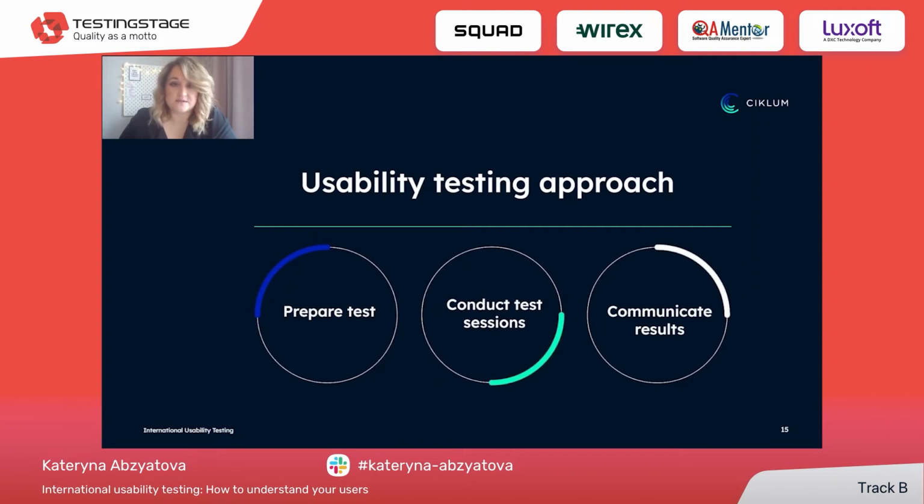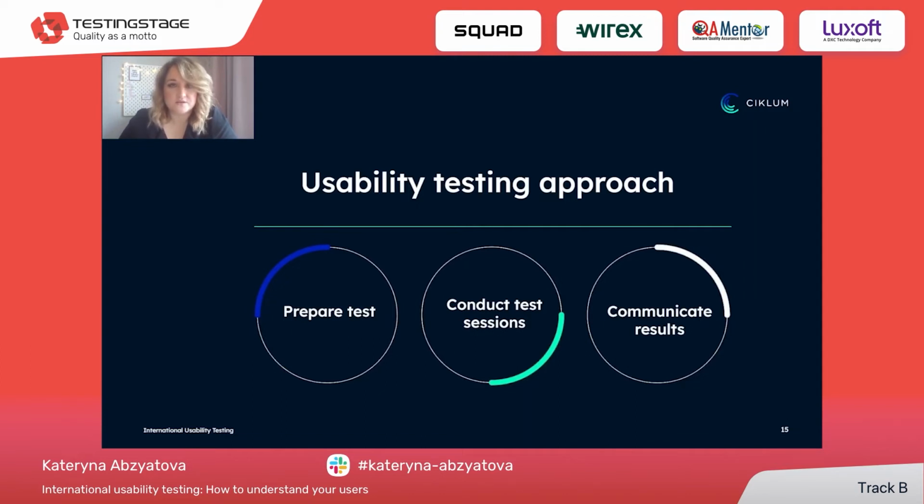The second part is conduct test sessions. It means that we make some preparation for sessions, some brief instructions. We make sure that the users start, for example, resolving these tasks. We have a moderator, for example, looking at this. And then we are also able to do some post-session interview. So ask what was good, what was not good in the application, with which problems the user can be faced, and something like this. And the last one is communicate results.